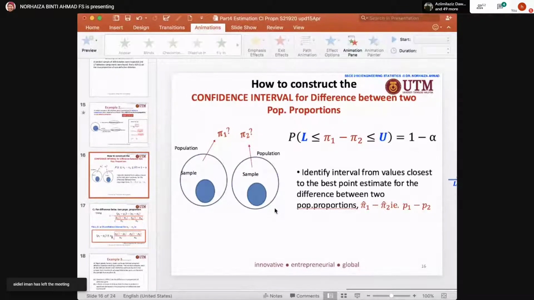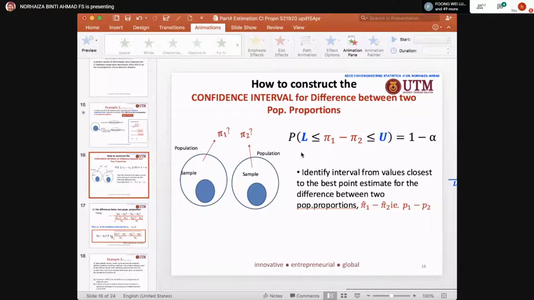If you have the difference between two population proportions, then naturally you will have two populations. Each one of them has its own population proportion, but we're not interested in that. We're interested in the difference. So it's the same story. You want to know the interval in which pi 1 minus pi 2 lies between two limits with probability 1 minus alpha. So you want to find the limits that satisfy this condition.